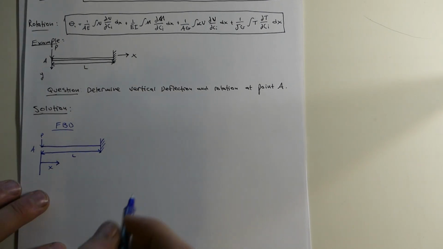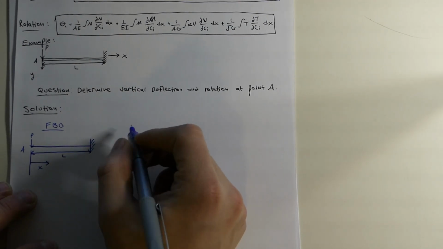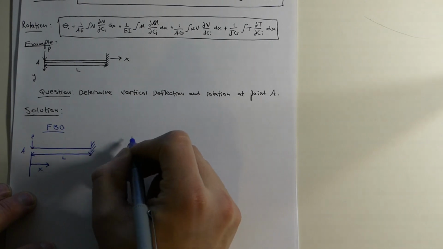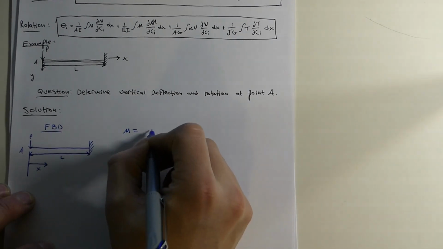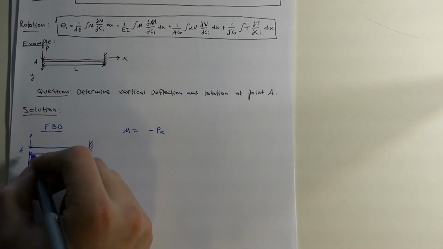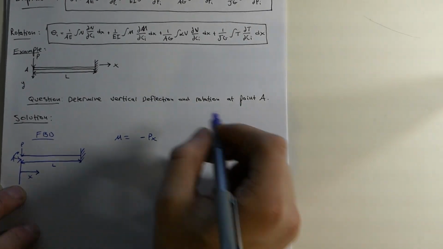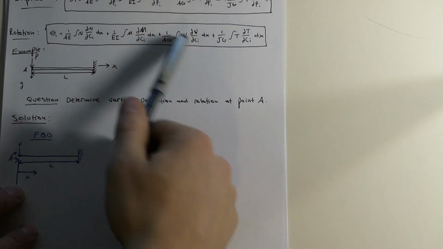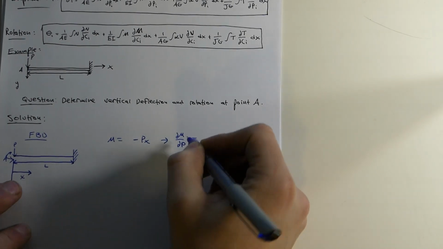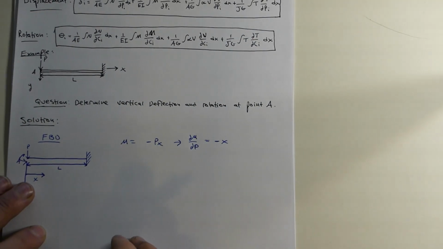And then the first thing you want to do is find the moment equation as a function of x. So that's moment equals negative p times x. It's like that, so it'll be negative. Then we're going to find the partial derivative of this, so we can plug it into here. It's just negative x because it's with respect to p.